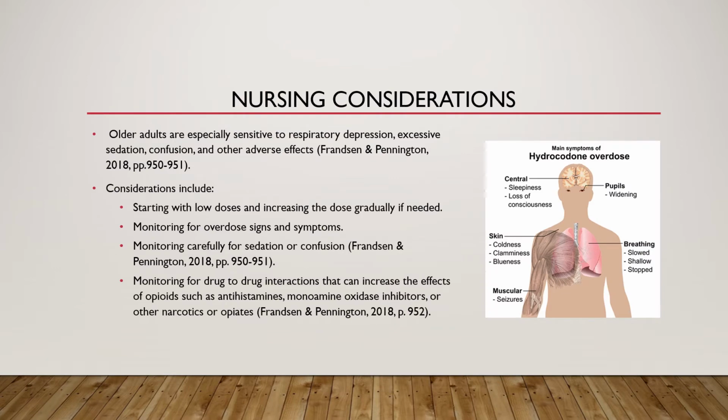Nursing considerations. Older adults are especially sensitive to respiratory depression, excessive sedation, confusion, and other adverse effects. Considerations include starting with low doses and increasing the dose gradually if needed, monitoring for overdose signs and symptoms, monitoring carefully for sedation or confusion, and monitoring for drug-to-drug interactions that can increase the effects of opioids, such as antihistamines, monoamine oxidase inhibitors, or other narcotics or opiates.